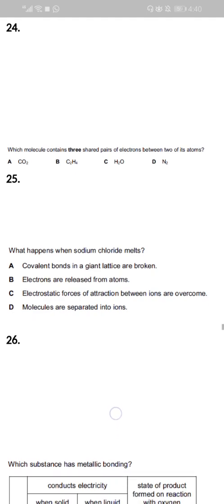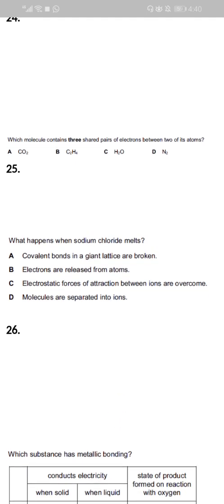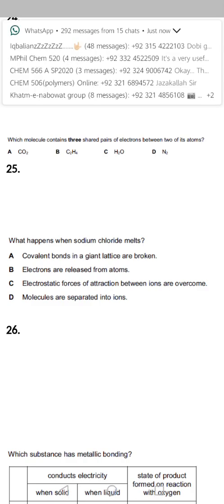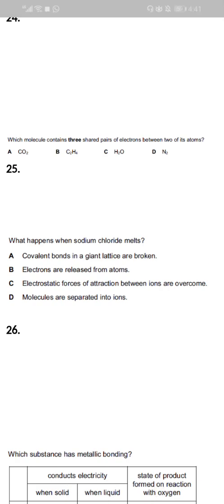What happens when sodium chloride melts? Covalent bonds in a giant lattice are broken. Sodium chloride is an ionic compound. It does not have any covalent bond, so A is not the right answer. Electrons are released when sodium metal reacts with any non-metal. The electrons of sodium are already released. Melting is a physical phenomenon, and in melting, electrons do not release. Electrostatic force of attraction between ions is overcome. Yes, C is the right answer.